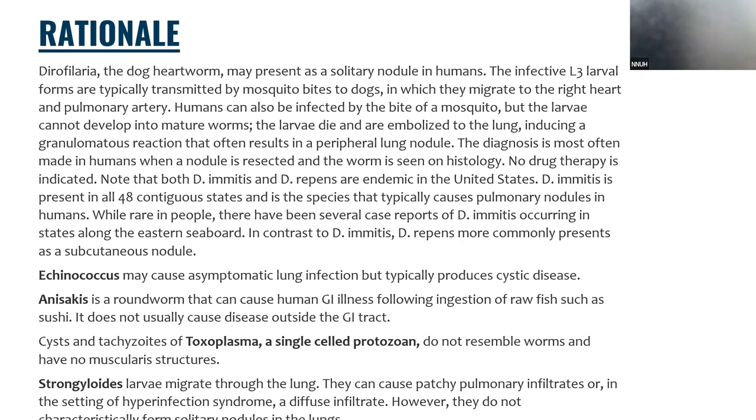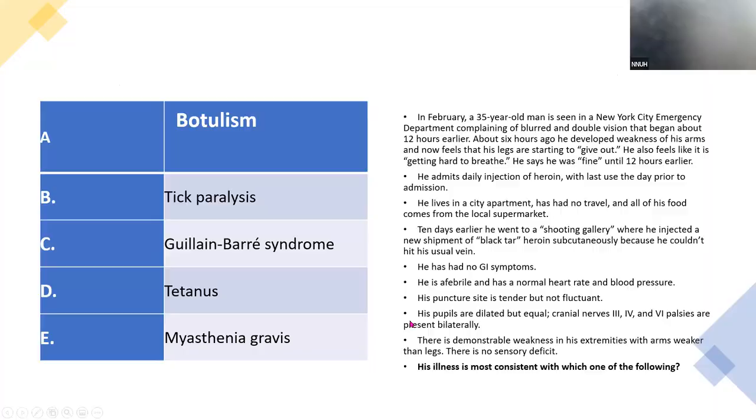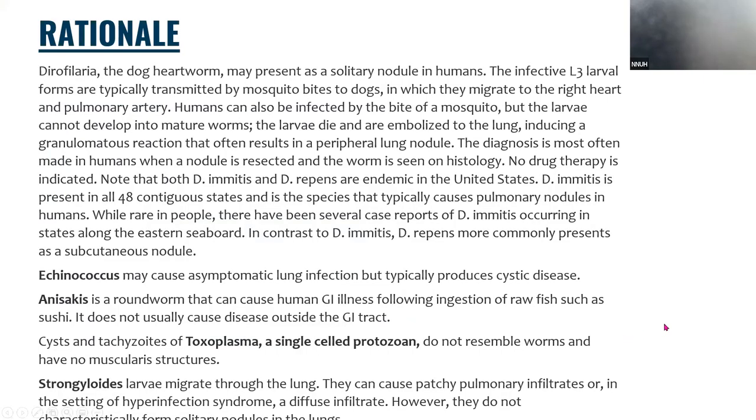Echinococcus may cause asymptomatic lung infection, but typically produces cystic disease. Anisakis is a roundworm that can cause human GI illness following ingestion of raw fish, such as sushi. It does not usually cause disease outside the GI tract. Cysts and trophozoites of Toxoplasma, a single-cell protozoan, do not resemble worms and have no muscular structure. Strongyloides larvae migrate through the lung. They can cause patchy pulmonary infiltrates or, in the setting of hyperinfection syndrome, a diffuse infiltrate. However, they do not characteristically form solitary nodules in the lungs.